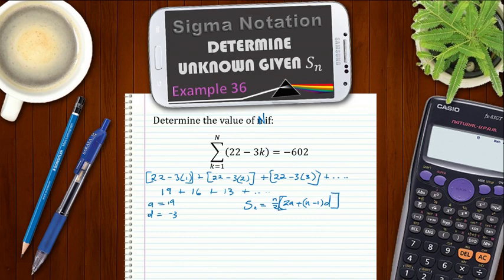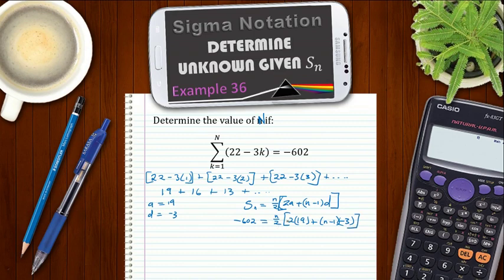Alright, so we've got a, we've got d, and we even have that the sum is going to be negative 602. So the only thing we actually need is that n value. Okay, so we're going to substitute everything we have into this formula, and solve for n. So I have negative 602 is equal to n over 2, times 2 times 19, plus n minus 1, and the difference is negative 3.